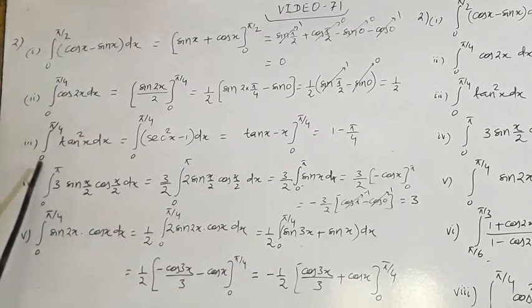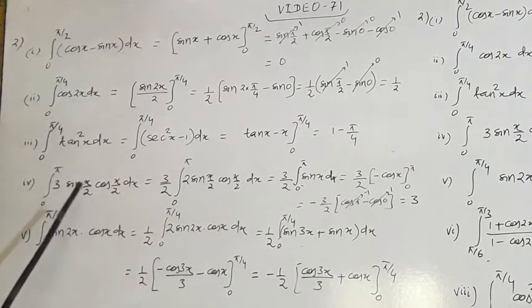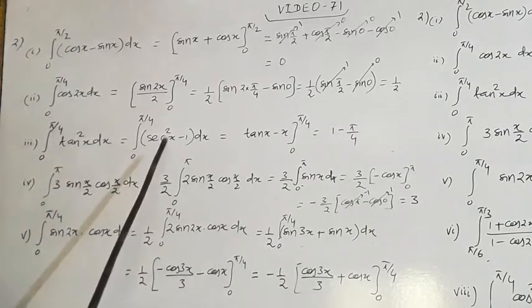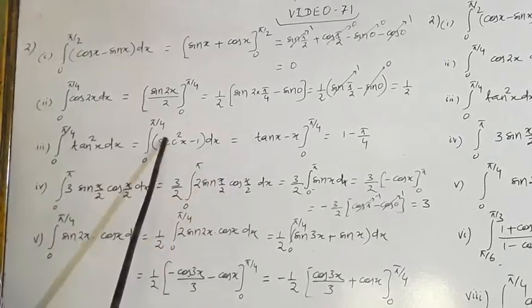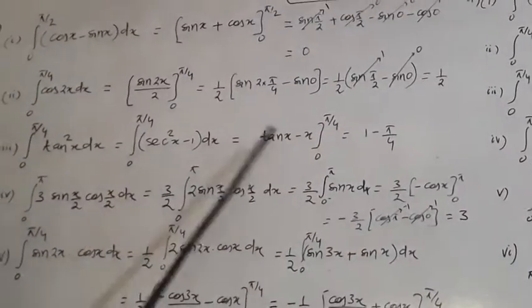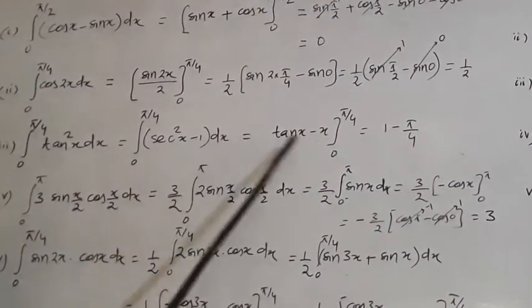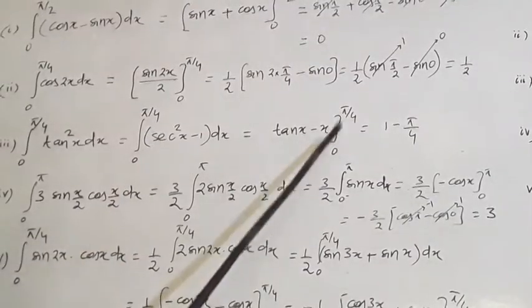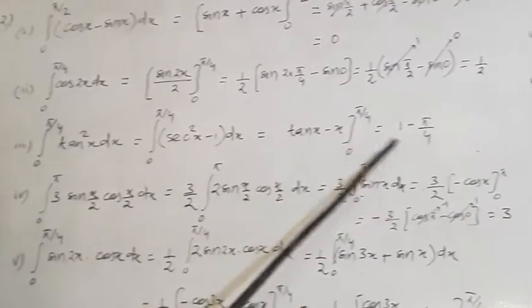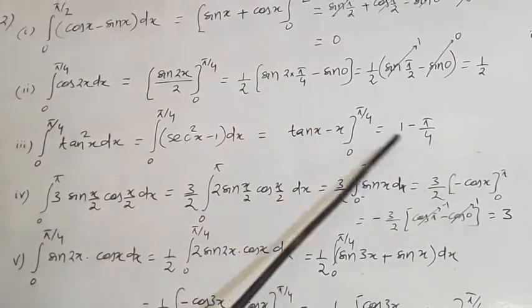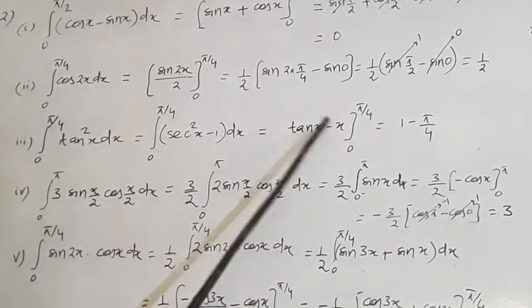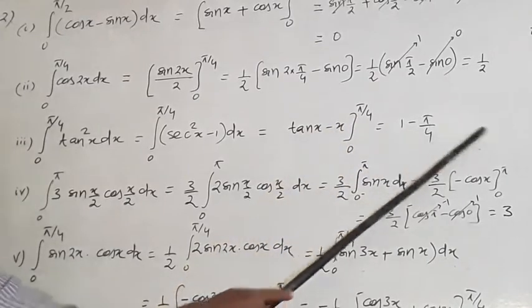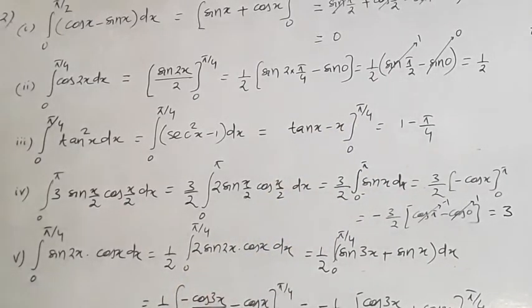Similarly, tan square x का इंटीग्रेशन 0 to pi by 4 कितना होगा? Tan square x is sec square x minus 1, 0 to pi by 4. So sec square x का इंटीग्रेशन कितना है? Tan x. 1 dx का कितना होगा? x, 0 to pi by 4. Then put the upper limit, tan pi by 4 is 1, minus pi by 4. Then you will put the lower limit, that is tan 0 is 0, minus 0. I am not writing because the values are 0.